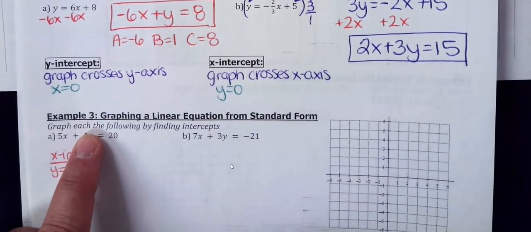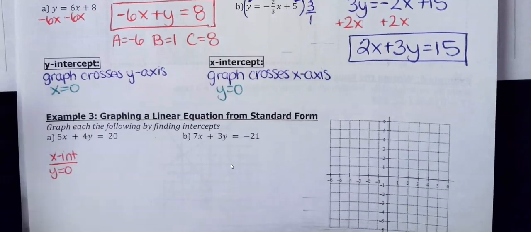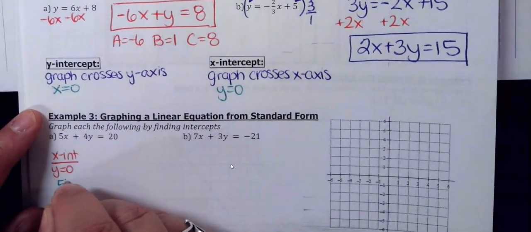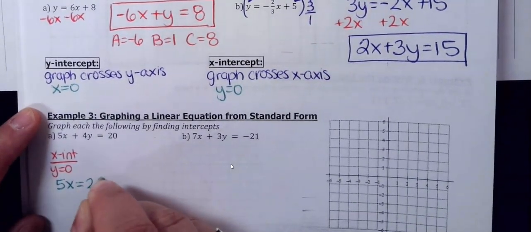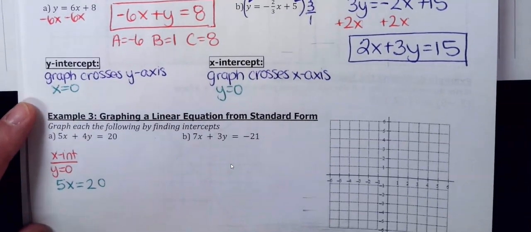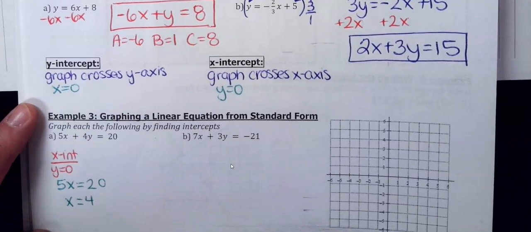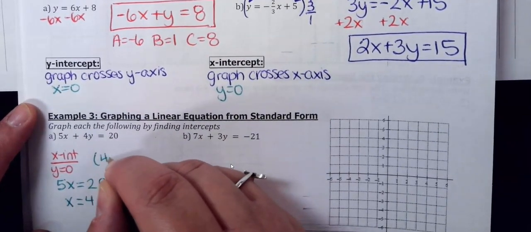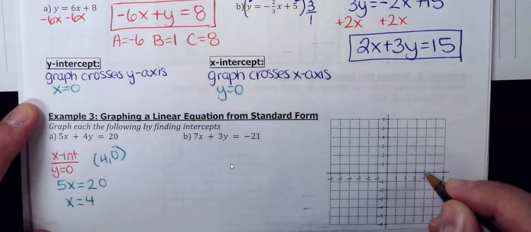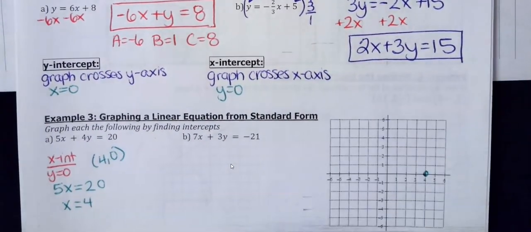If you want x, you want to solve for x. So I'm just going to cover up that y. I just have to solve this teeny tiny little equation, 5x equals 20. So what would the x be? 4. Now, just remember that the x-intercept is 4, so that corresponds to the point (4, 0). So I'm just going to come over and plot that point on the graph real quick. That's all you have to do.